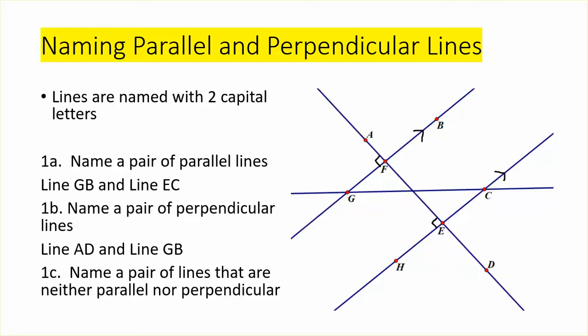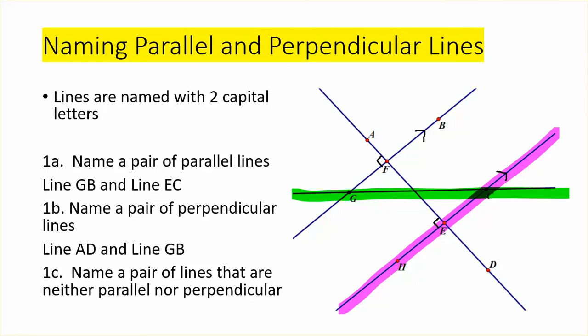Finally, we need to name a pair of lines that are neither parallel nor perpendicular. So I'm going to look for a pair of lines that cross, but not at a right angle. And again, I have multiple options, but they are all going to use that line I just made in green. So I notice that those lines cross, but there's not a right angle symbol. So now I'm going to go ahead and name them. I'm going to pick 2 points from each line.